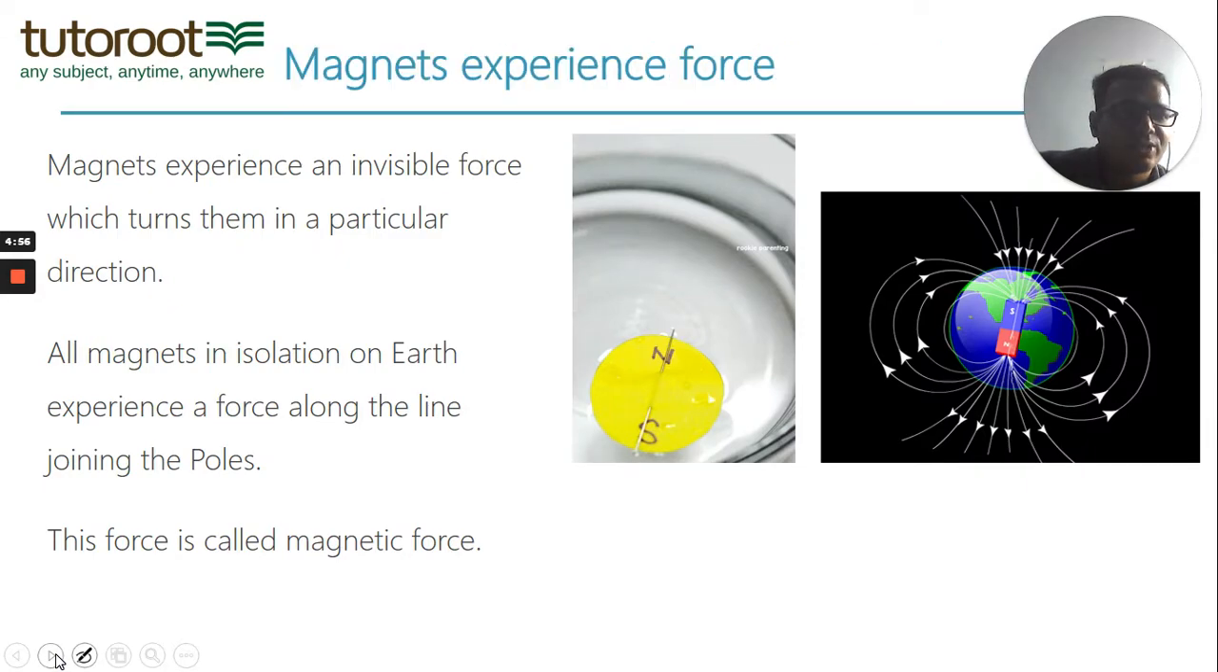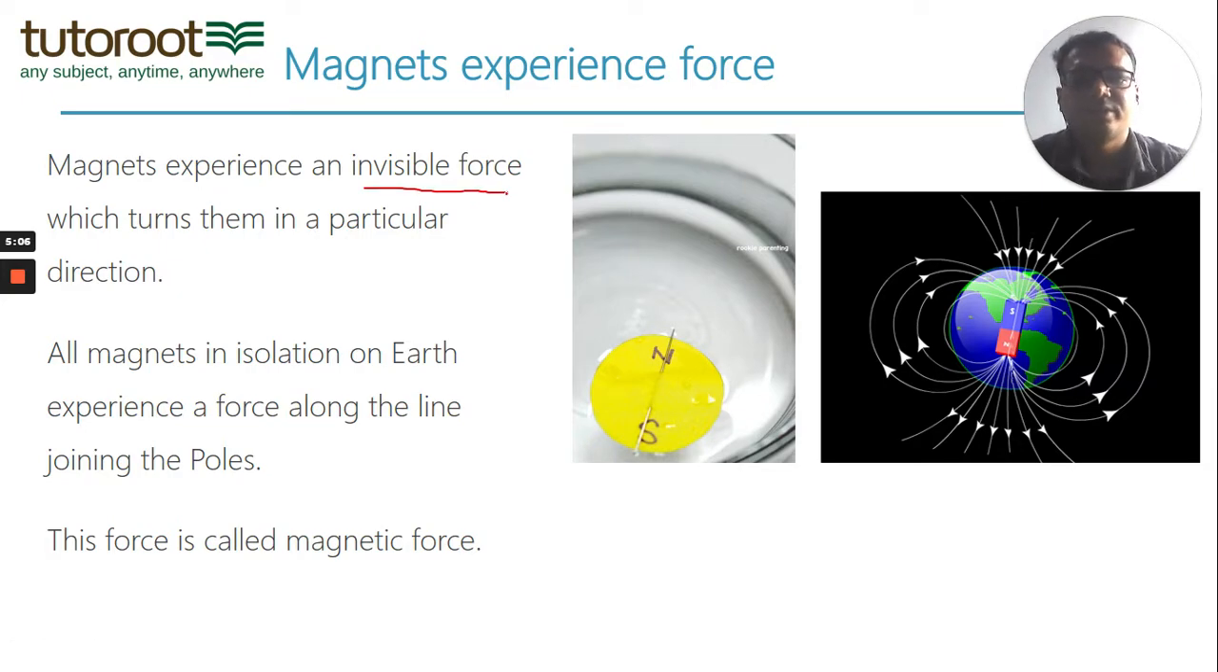So why is it that the compass turns in a particular direction, or a magnet in isolation turns in a particular direction? We say that magnets experience an invisible force. Now this force is called magnetic force, which turns them in a particular direction. You can look at the diagram on the right here of the earth.